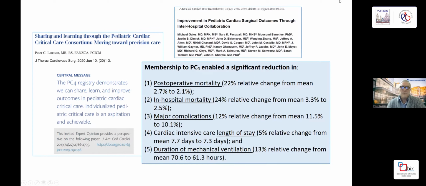And that membership to PC4 enabled a number of very important things. It enabled a reduction in post-operative mortality, in-hospital mortality, major complications, a reduction in length of stay, reduction in the duration of mechanical ventilation. So capturing that data, and it's a large amount of data, but it's categorical data that is captured within the registry, and simply being part of that registry and learning from within enabled improvements in the outcomes of patients. Incredibly important.